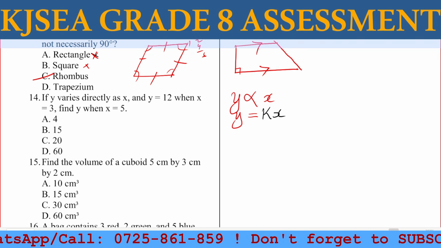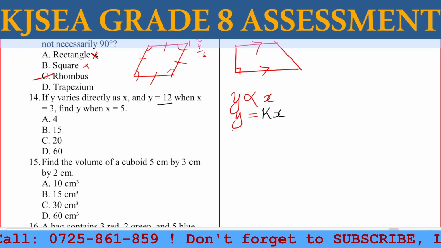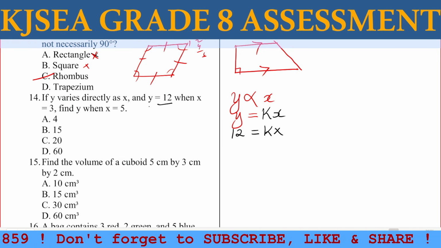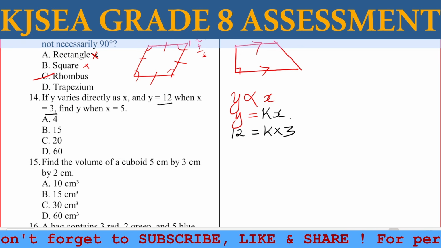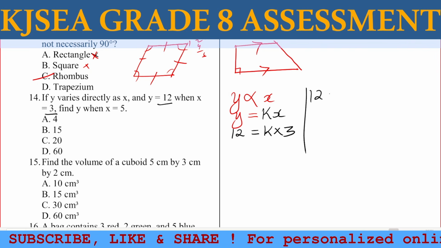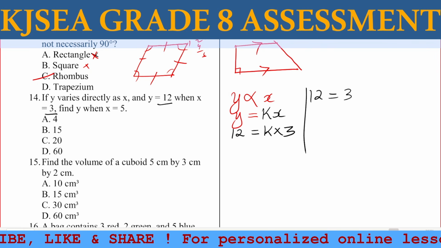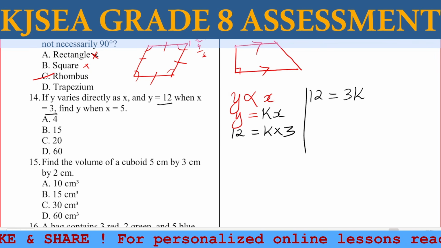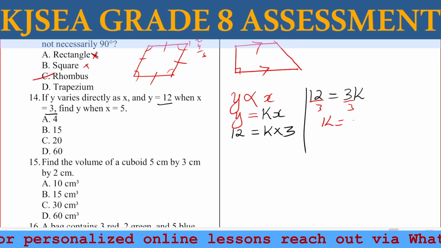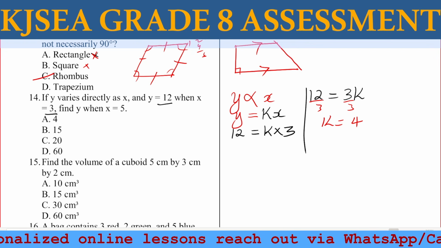So you're given that when y is equal to 12, just substitute k multiplied by x, and x is 3. By doing this, we'll get the value of k. So 12 is equal to k times 3, which is 3k. So how do you get k? You divide both sides by 3. So k is equal to 12 divided by 3, which is 4.